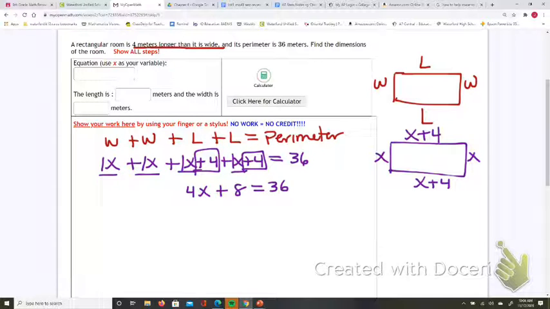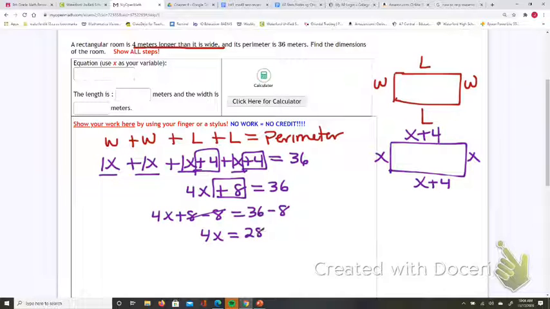Okay, now we need to solve this. So we find our x, and remember the first step in solving is to undo the addition or subtraction. So we're looking for a plus or a minus, and we notice we have a plus 8. The inverse of addition is subtraction, so we're going to do 4x plus 8 minus 8 equals 36 minus 8. Now 8 minus 8 is 0, so we have 4x equals, okay, 36 minus 8, that's 28.